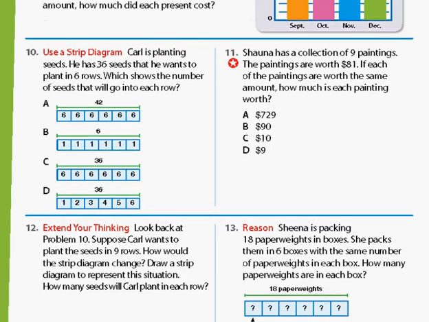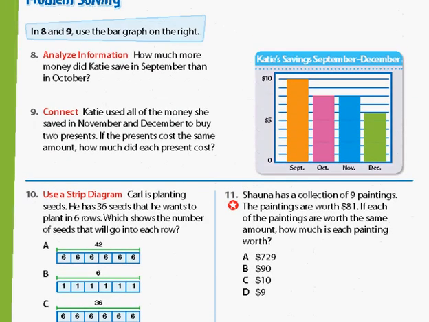Page number 2. We're going to use a bar graph on this one. Question number 8. How much more money did Katy save in September than in October? So we need to label our bar graph. September is right here. We see that she saved $10 there. In October, it looks like it's increments of 1, so that's 5, 6, 7, 8. So she saved $8 there.